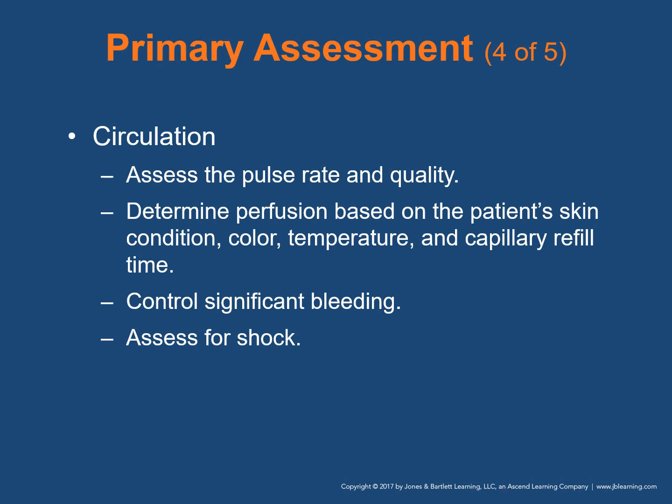With circulation, you want to quickly assess the pulse rate and quality. Determine perfusion based on the patient's skin condition, color, temperature, and capillary refill time. Take steps to control significant bleeding. If the patient has obvious life-threatening external hemorrhage, control the bleeding first before airway and breathing, then treat the patient for shock as quickly as possible. Treat shock in burn patients by preventing heat loss and covering the patient with a blanket.